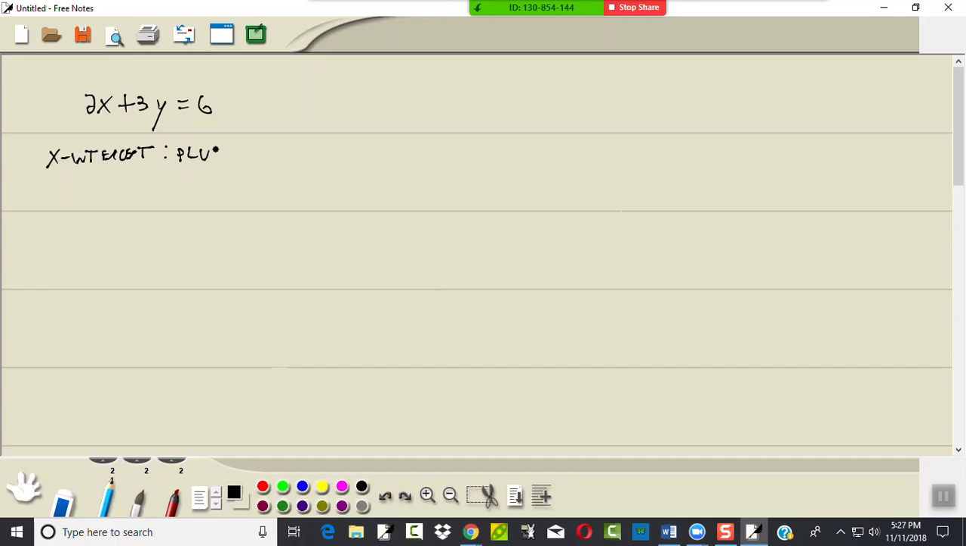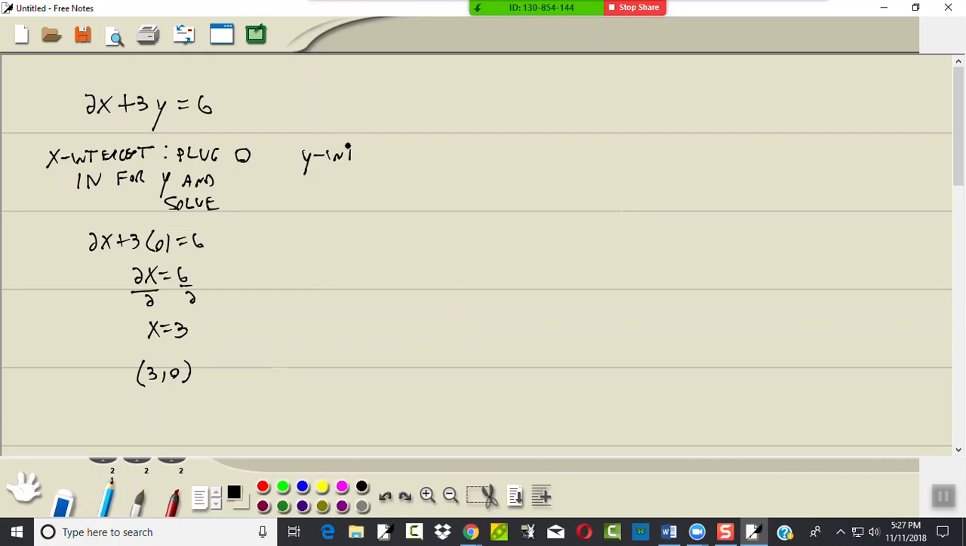What we do is you plug 0 in for y and solve. It's always into the other variable. So if I'm finding the x-intercept, I plug 0 in for y. So we got 2x plus 3 times 0 equals 6. 3 times 0 drops away and end up with 2x equals 6. Divide both sides by 2, and we get x equals 3. So this point would be (3, 0).